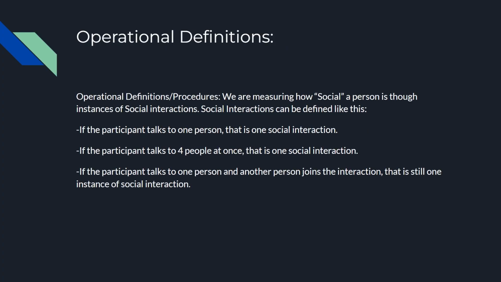Next up, we're going to talk about the operational definitions in our study. And in the hypothesis, I of course said we're going to measure how social I am inherently as a human being. Well, we're actually defining this social as instances of social interactions. And we measured these social interactions throughout the day as a way to gauge how social we are as human beings, or how social I am as a human being. And we had a lot of rules that were laid out that me and my friend had to follow. Read them right here.